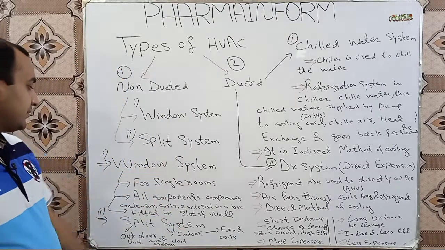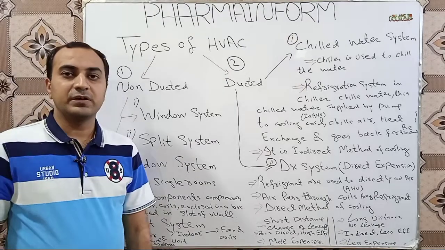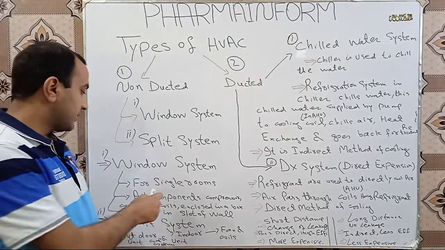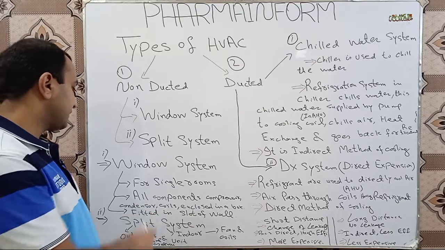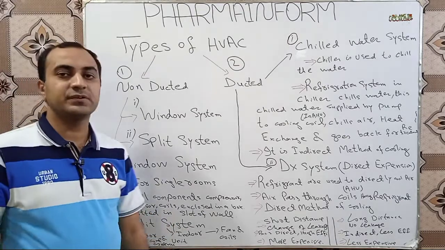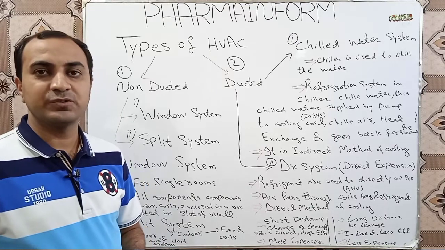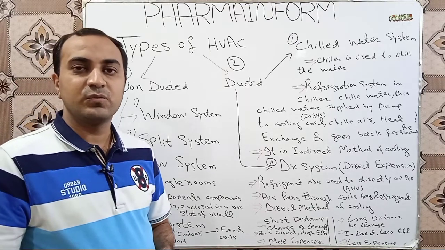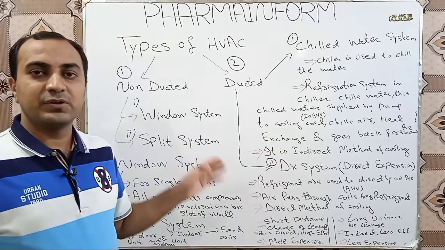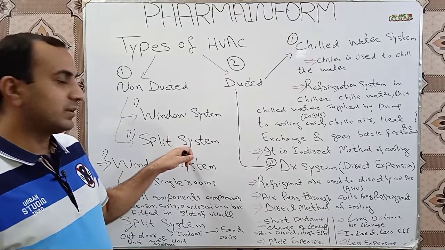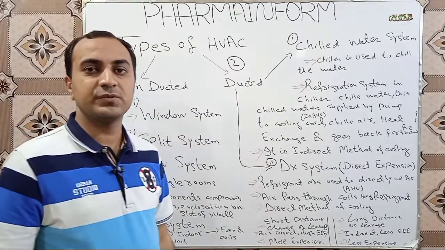In the window system, which is used for single rooms, all the components like compressor, coils and condensers are enclosed in a single box, and this box is mounted through the wall towards the room. So it is known as window AC or window air conditioning system.